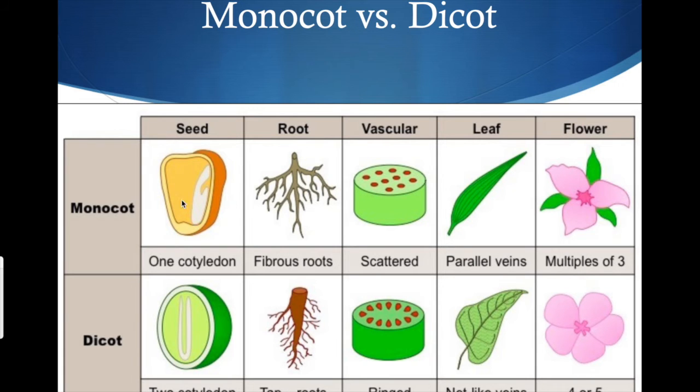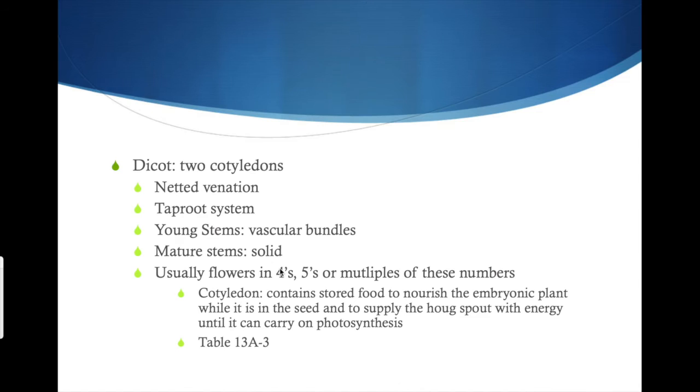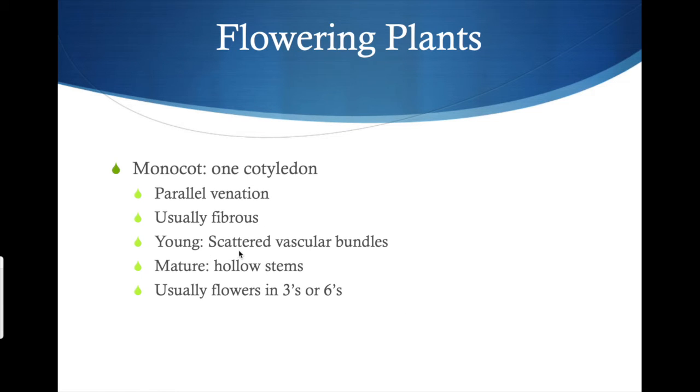And here's corn. You have a single cotyledon, a fibrous root system, and the venation is parallel. The flower parts come in multiples of 3 or 6, but 6 is a multiple of 3, so we say it comes in multiples of 3. Now, the vascular tissue is not something I said you need to know, but it comes in scattered bundles all throughout the plant, whereas in a dicot it is ringed, meaning as the plant gets bigger and bigger, these vascular tissues start to get wider and wider, and the inside is no longer vascular.